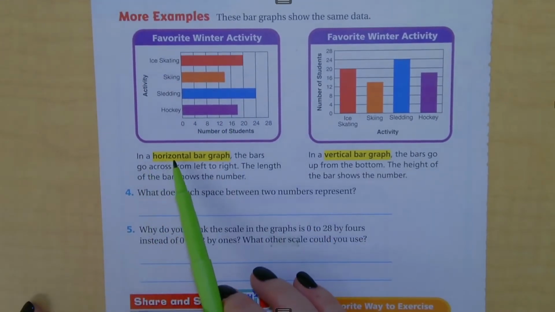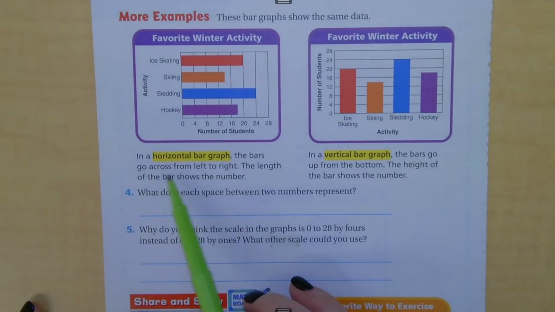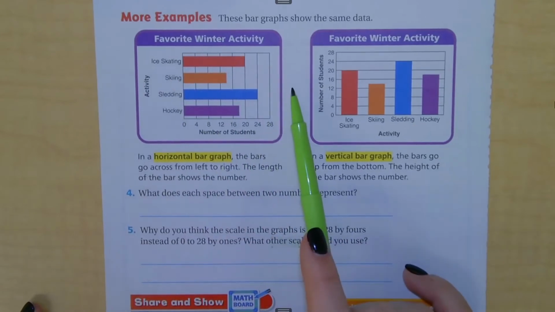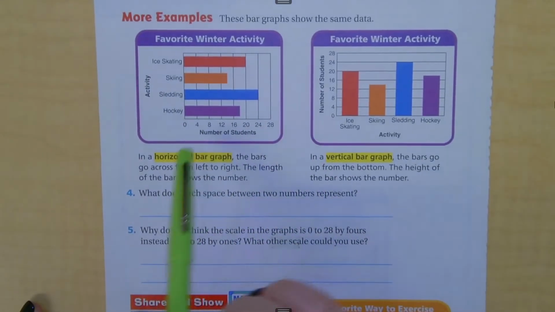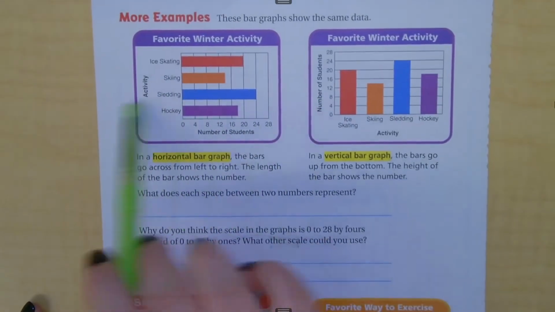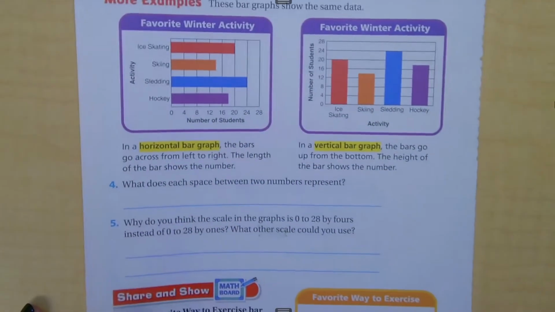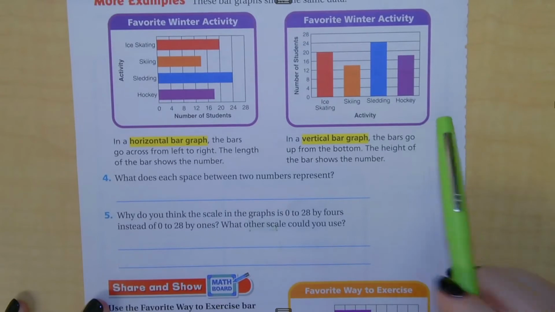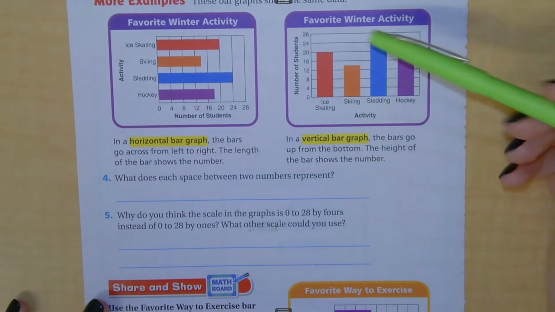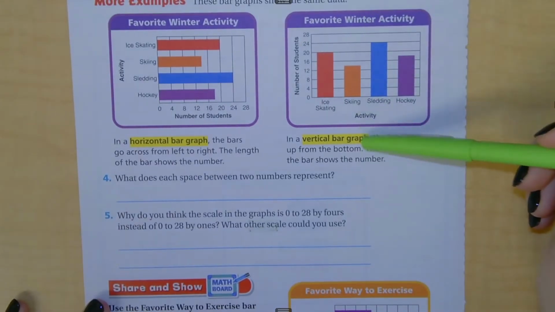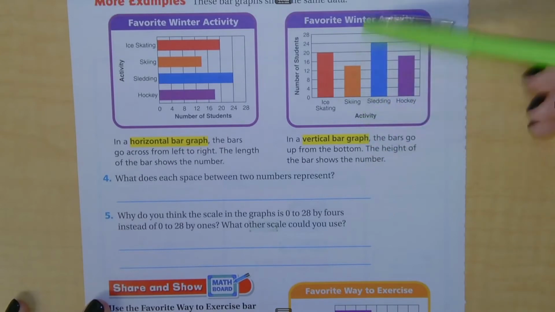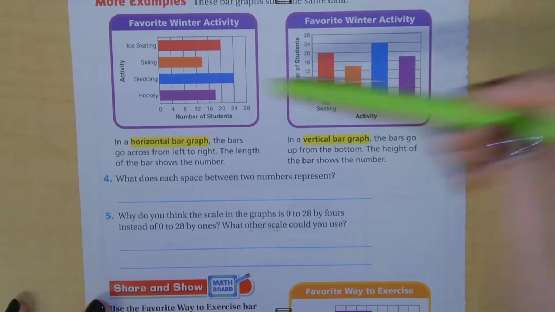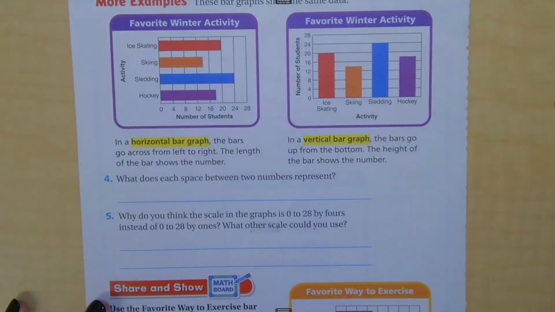In a horizontal bar graph, the bars go across from left to right. The length of the bar shows the number. So a horizontal bar graph, horizontal goes across from left to right. In a vertical bar graph, the bars go from top to bottom. So the height of the bars show the number. So vertical is up and down, horizontal is across.